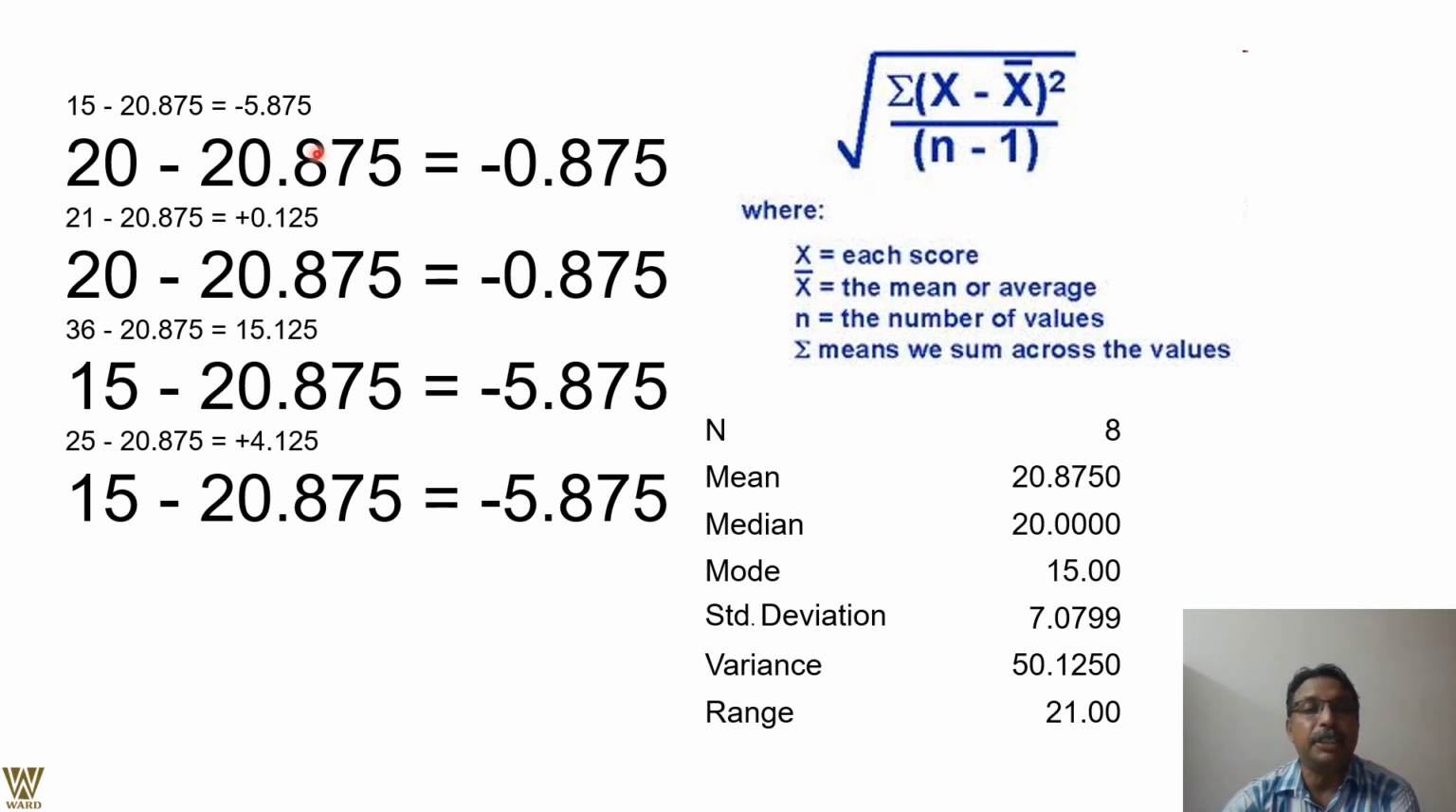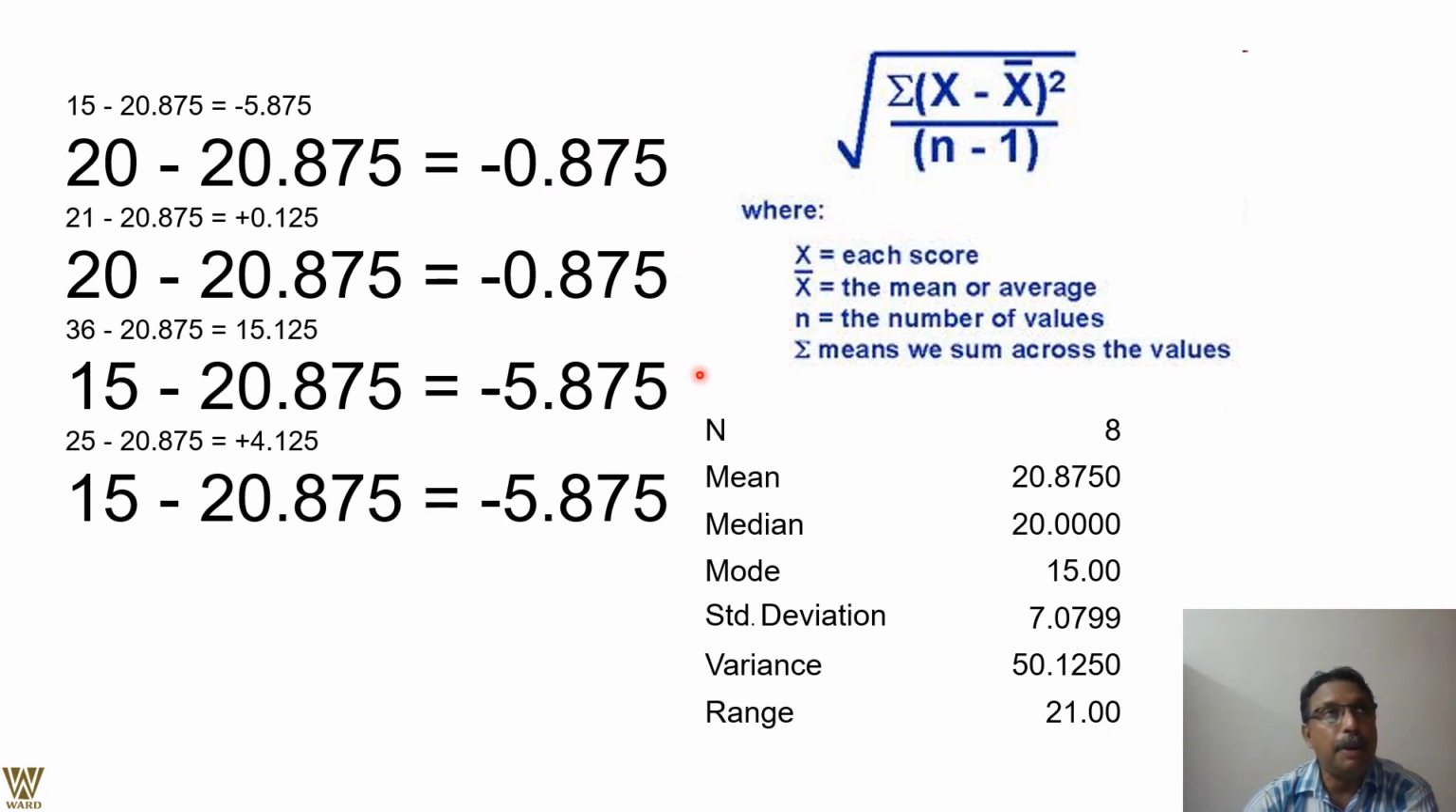Now, what is the standard deviation? This is my average, the mean, that goes around here. So 15, the lowest data point, minus the average mean is about minus 5. That's the deviation that goes around it. For 21, it is the average plus 0.125. The maximum value, 36 minus 20, is 15.125. Then the value 25 minus 20 is plus 5. Now we have these values: 15, 20, 21, 20, 36, 15, 25, 15. Everything has a deviation.